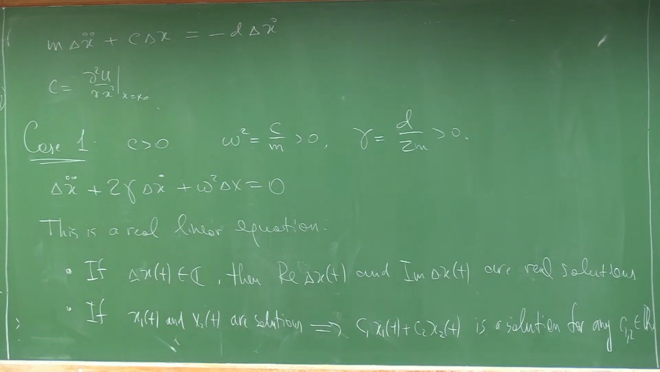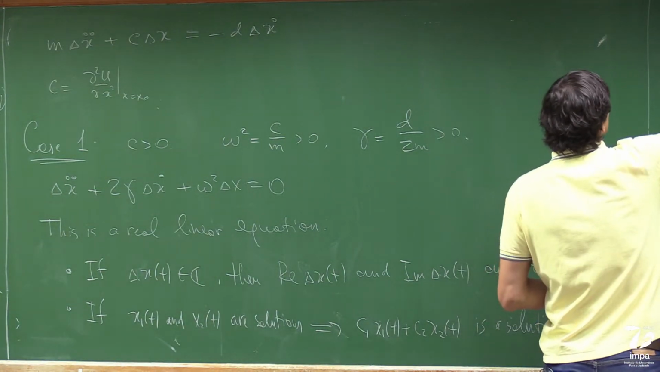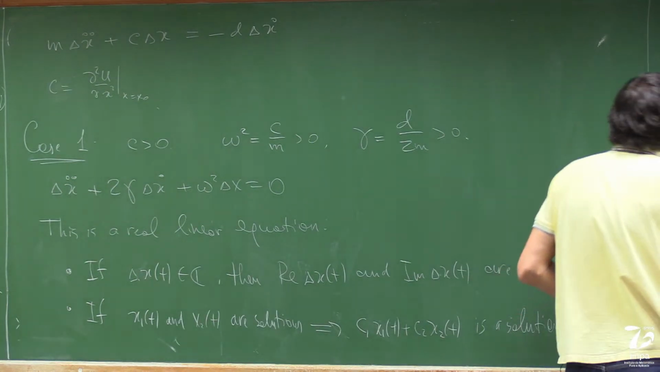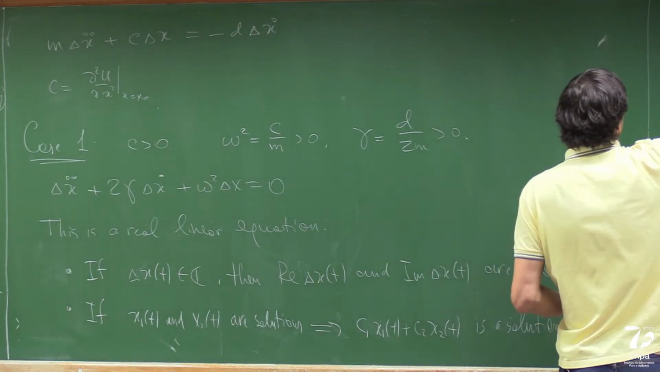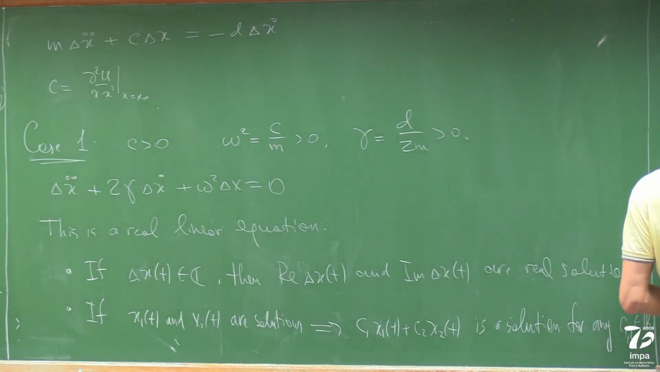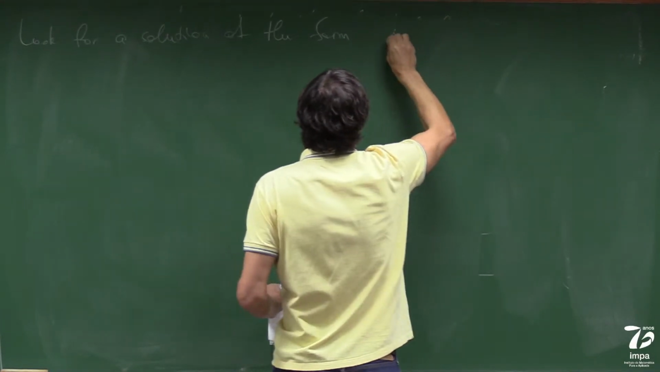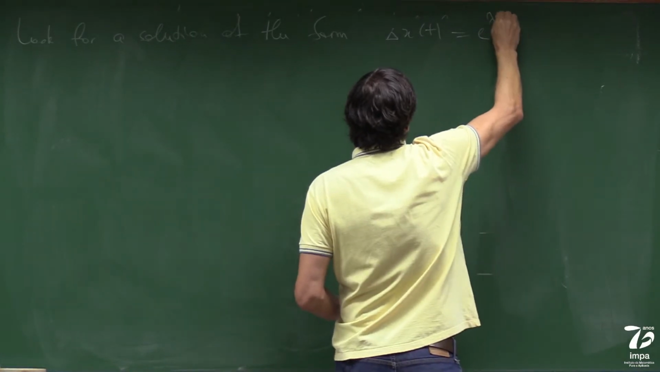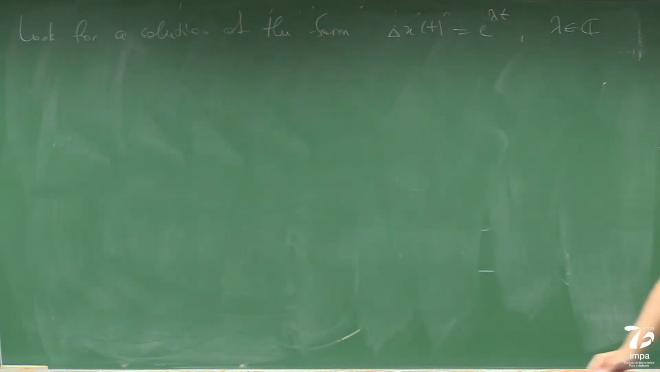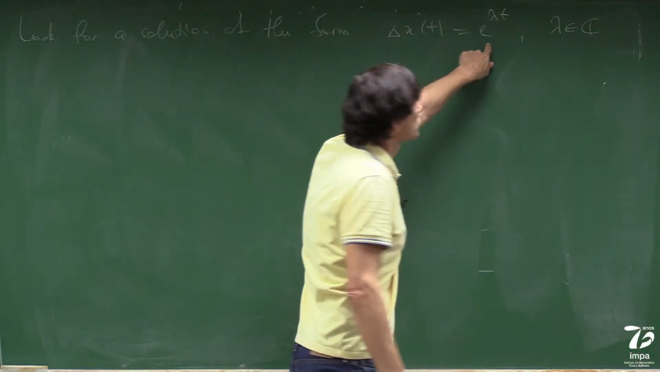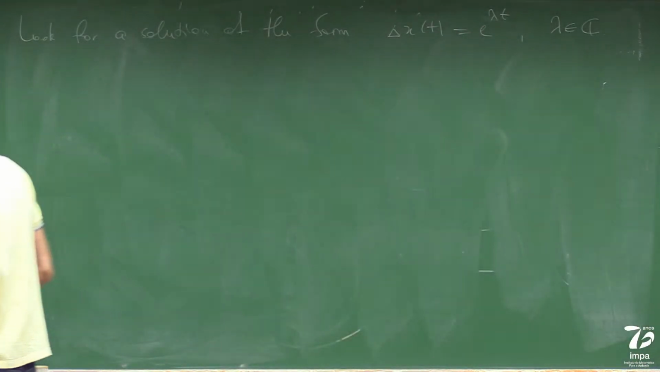Okay, so now what we do is that we use these properties. We look for a solution of the form, just a particular solution, delta x of t equal to exponent lambda t, where lambda is a complex number. So let's just guess a solution in this form and try to find lambda such that it satisfies the equation. So you substitute it here.